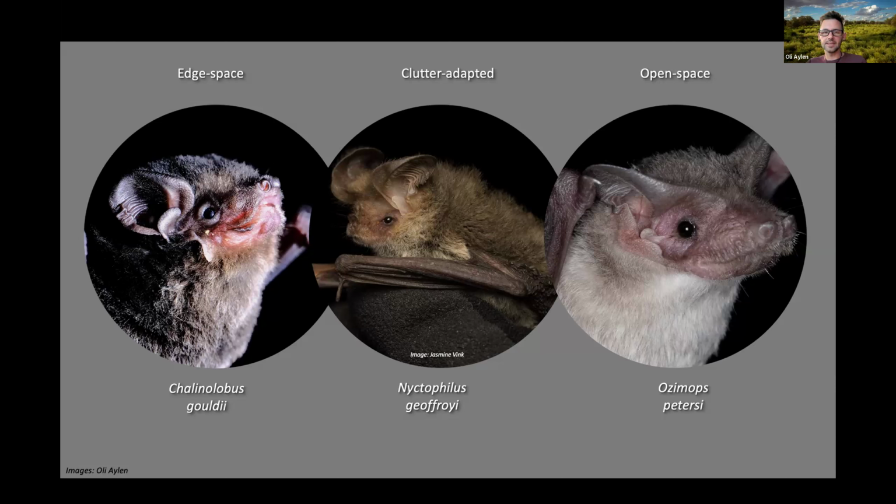We have clutter adapted species. This is Nyctophilus geoffroyi. And both of these species are also very widespread. You pretty much find them anywhere in Australia. And then we have a more specialist species, this open space bat, which is Ozimops petersi. This is a little free-tail bat, and this is an arid zone specialist, so you only find them in more inland Australia.